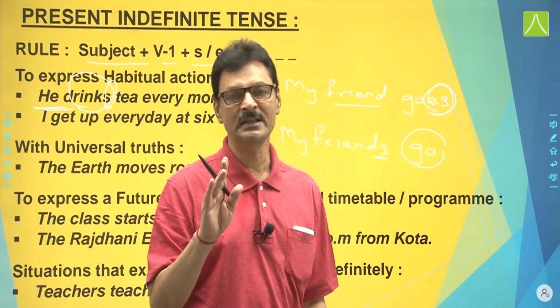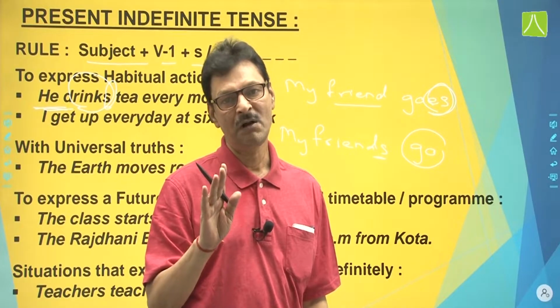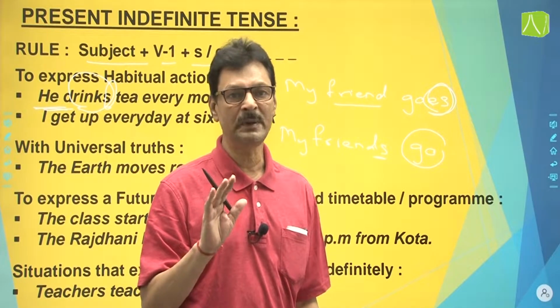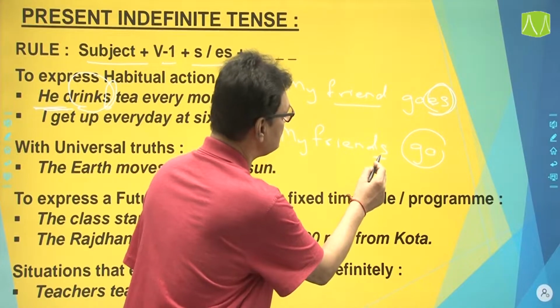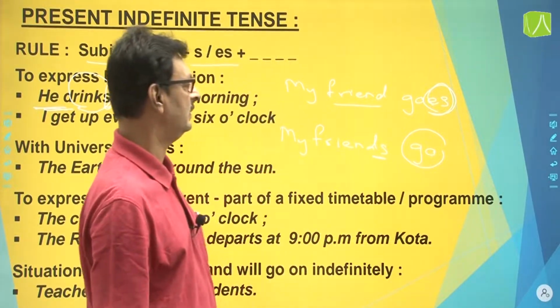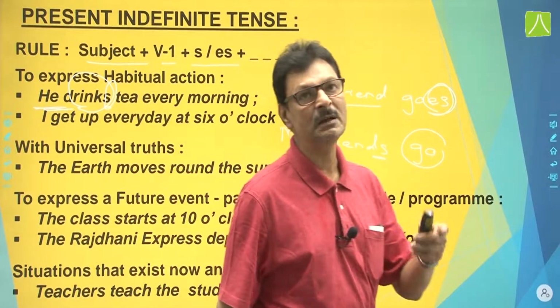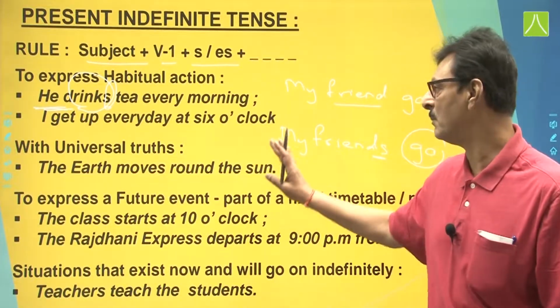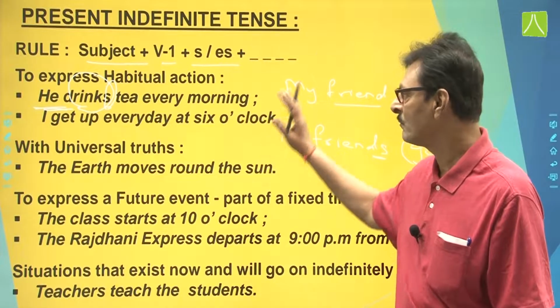And this S or ES will come only once, whether it will be in the subject or in the verb. Over here S or ES goes in friends, so it will not be over here. This is the confusion, this is the place where students make mistakes, so do not do it from next time.